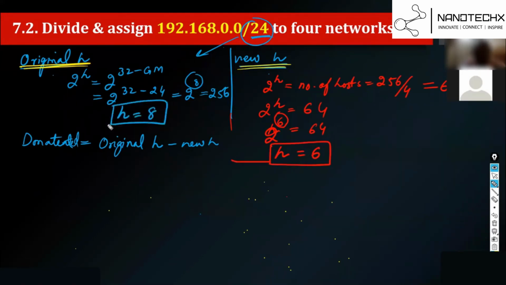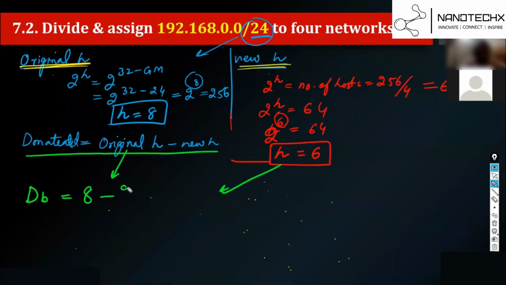Now it is very easy. We have to find the donated bits. We already saw that donated bits is equal to original h minus new h. So let's write donated bits as DB like that. DB is equal to original, which is how much? 8, minus this one, which is 6. So the value of DB is equal to 2. As soon as we know DB, the remaining things become very easy.